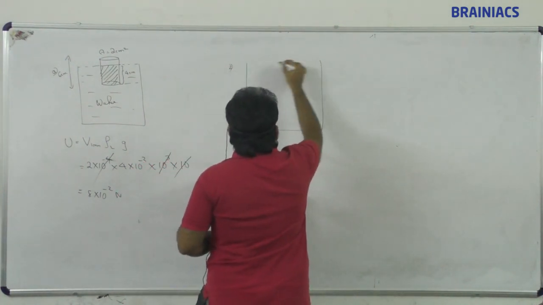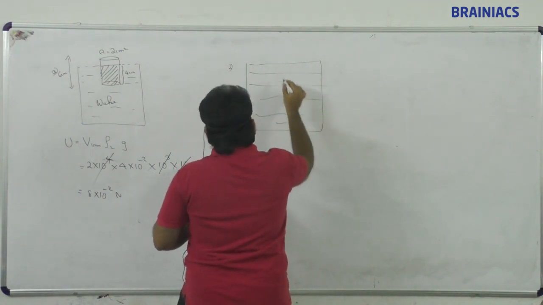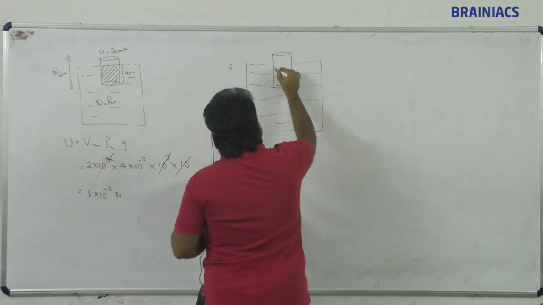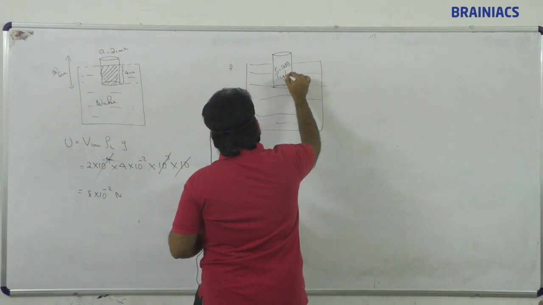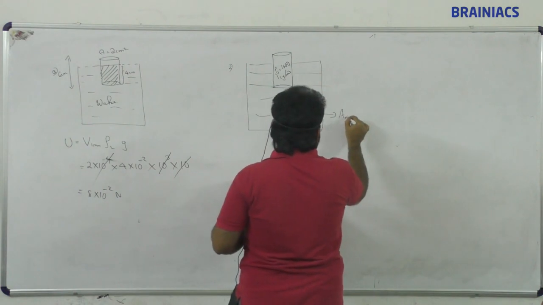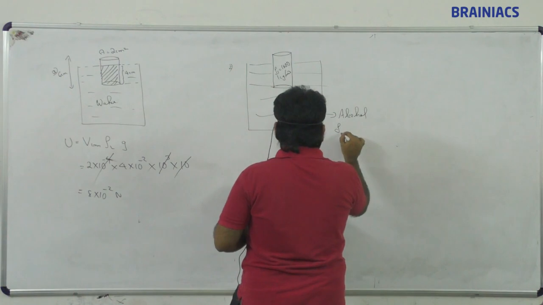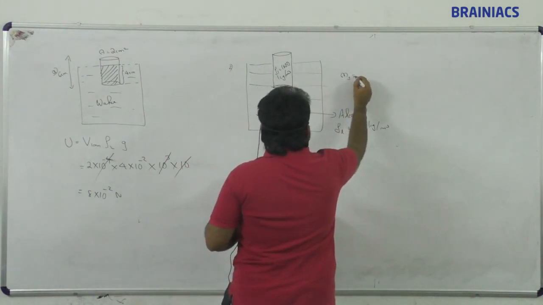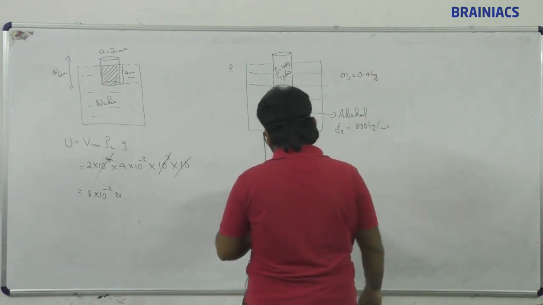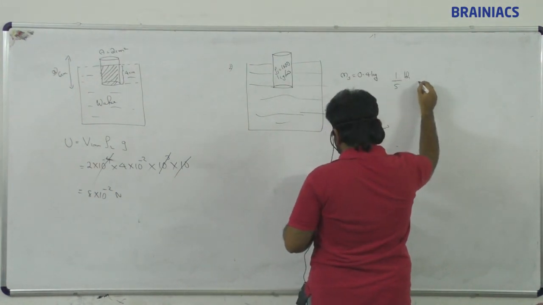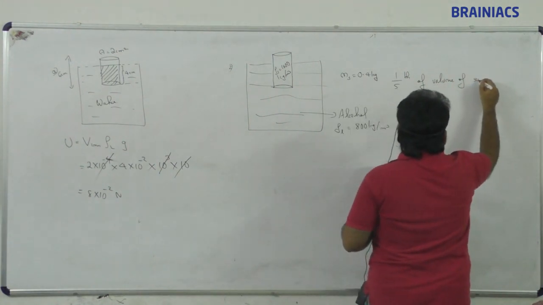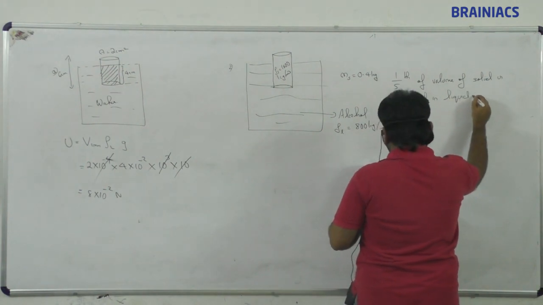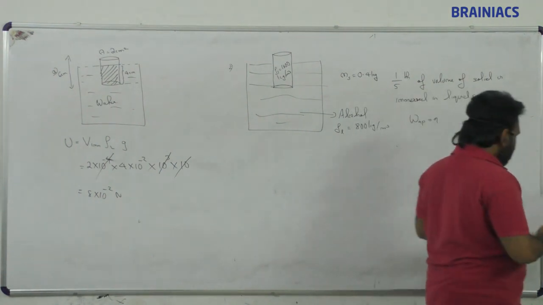Another question. Some fluid. A solid is inside, its density is 1600 kilogram per meter cube. And this is alcohol, its density is given as 800 kilogram per meter cube. Mass of the solid is given as 0.4 kilogram. Data is 1/5 of the volume of the solid is immersed in the liquid. What is the apparent weight?